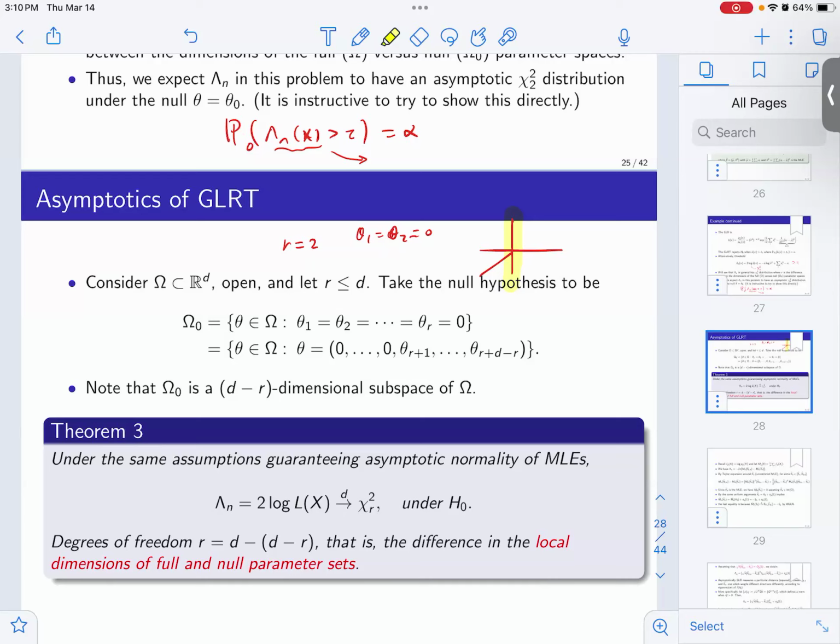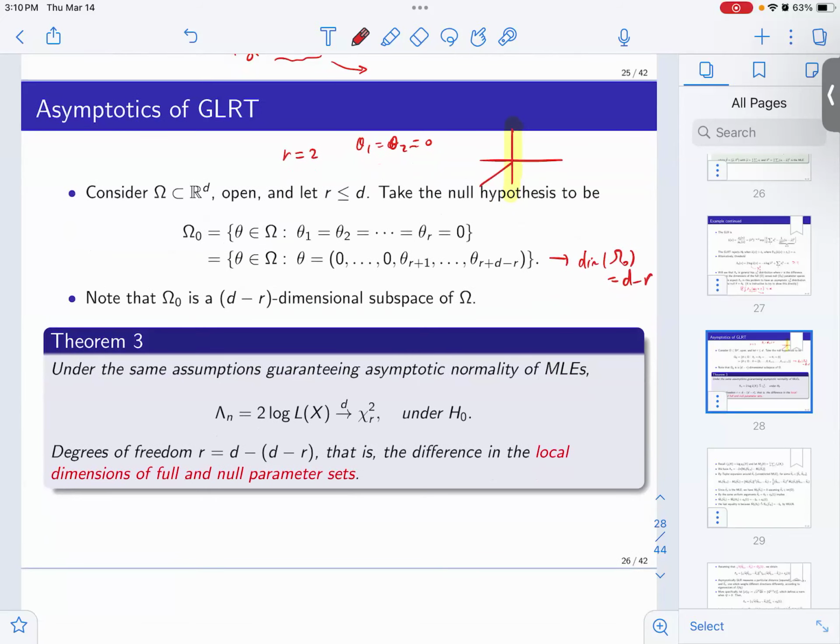In general, it would be r constraints. So the dimension of the null would be v minus r, because I have r constraints. The dimension of omega naught would be v minus r, and the dimension of the full parameter space is v. So under the regularity assumptions for the MLEs that we had, this is going to converge to a chi-squared with v minus r degrees of freedom. That's the answer to your question.